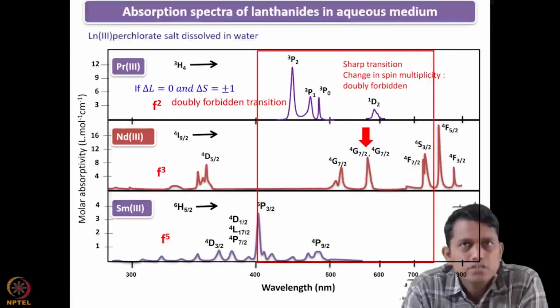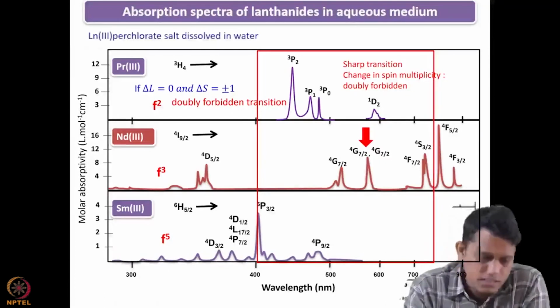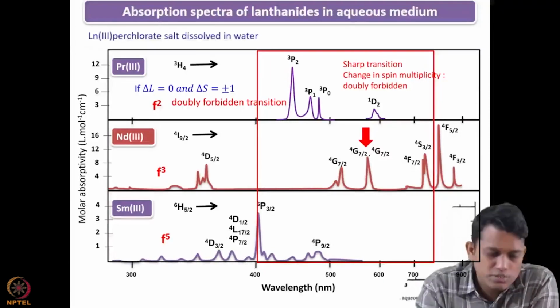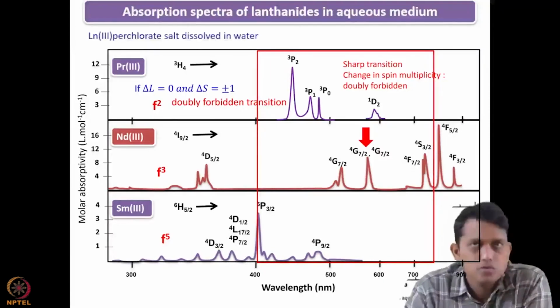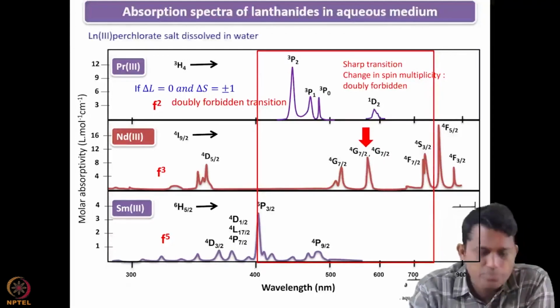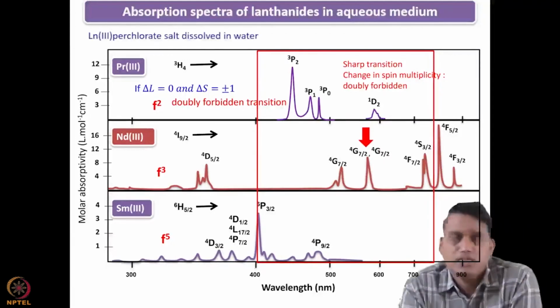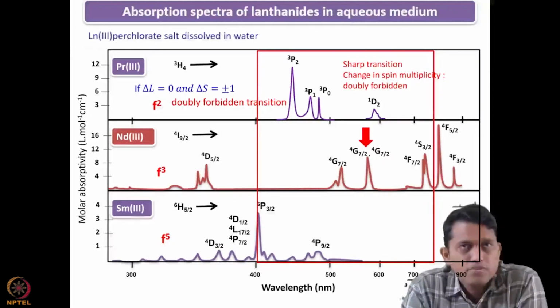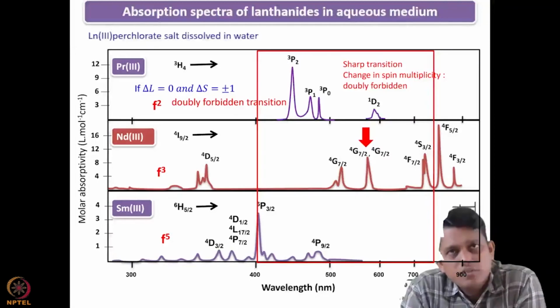This is the spectra of the salt dissolved in water medium. You can see, starting from praseodymium, then neodymium, and then samarium, that they have some f electrons, so they mainly have either f-f transitions or f-d transitions. As we have seen, the f-d transition is mainly prominent in cerium, praseodymium, and terbium. These are mainly dominated by the f-f transition.